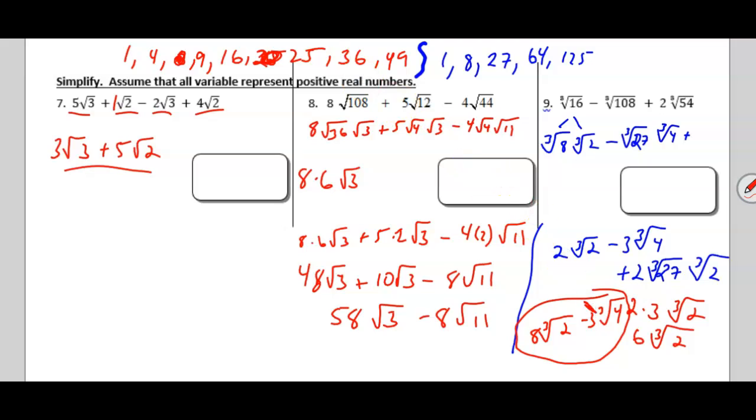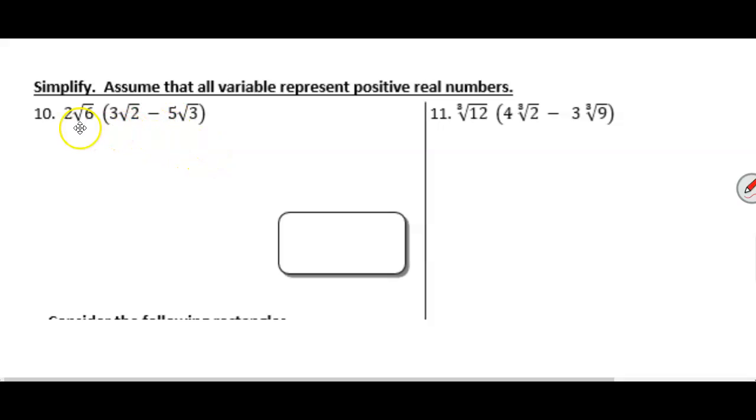Did not mean to put that mark there, but you got the idea. Alright, the other thing I wanted to talk about was the distributive property. It says simplify, assuming that all variables represent positive real numbers. So we're going to distribute right here.